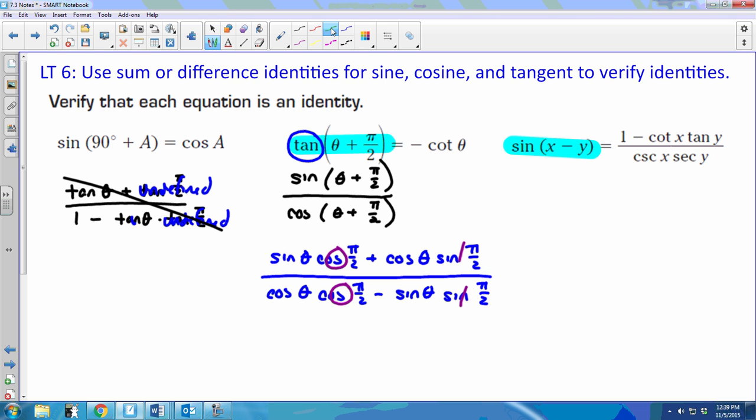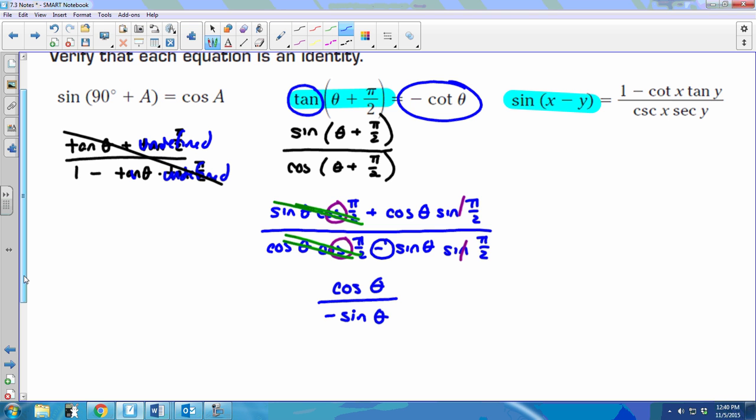Sine of theta times 0 is 0. So that's just 0. Cosine of theta times 0 is just 0. So that part's just 0. So what I'm left with is cosine times 1. So I've got cosine theta. And then, don't forget this negative down here, I have negative sine theta times 1, so I have negative sine theta. Which is what we're trying to get: negative cotangent. So cosine over sine is cotangent. We have a negative, so we get negative cotangent equals negative cotangent.